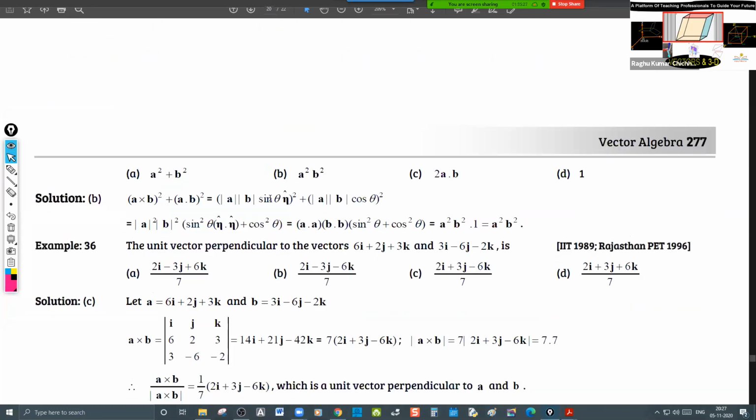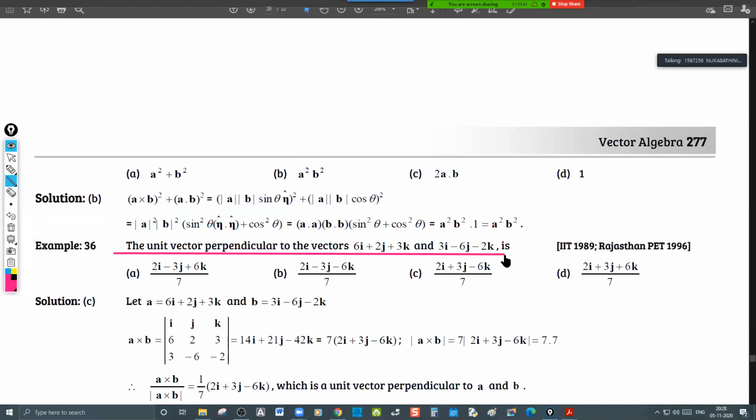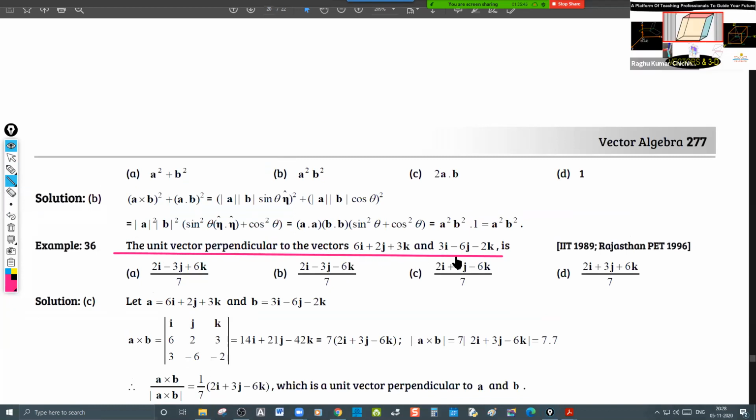Now, a very important one, what I said, you get this question frequently. It is example 36. How do we proceed to get a vector which is perpendicular to two given vectors, A and B? This is one vector, this is another vector. How do you get a unit vector perpendicular to both of these vectors? We'll find it. Just now I explained it.